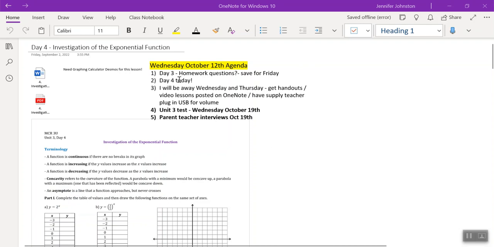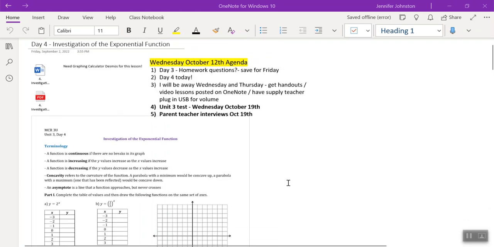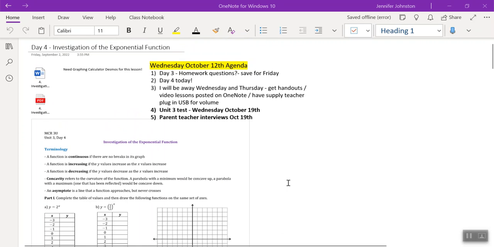All right, so for day 3, which was yesterday, please save these questions for Friday. Today we're going to be looking at day 4, so you should have day 4 in front of you. Press pause at any time throughout the lesson, or even now, to make sure that everyone has day 4 in front of them. Go ahead, press pause. Okay, and then make sure you have day 4 in front of you. You should by now. I will be away today and on Thursday, so make sure you have your handouts.